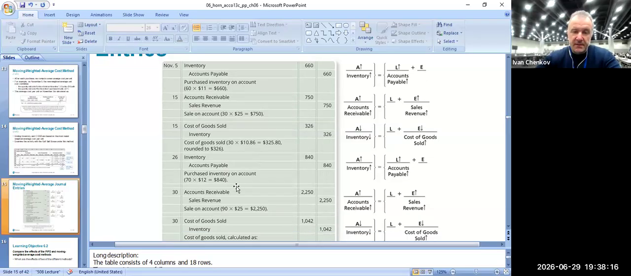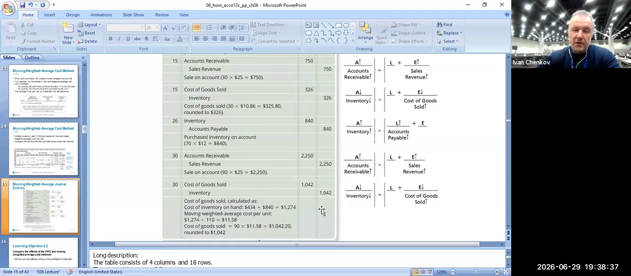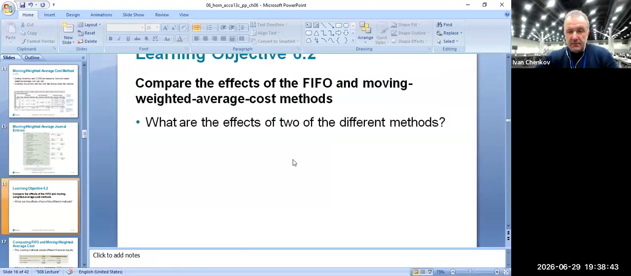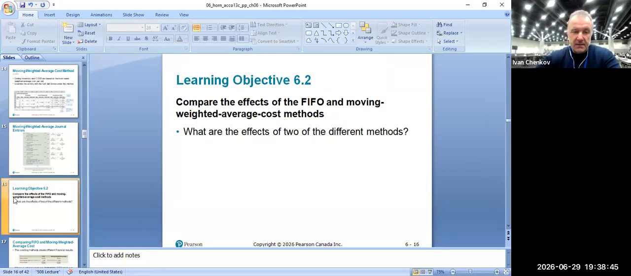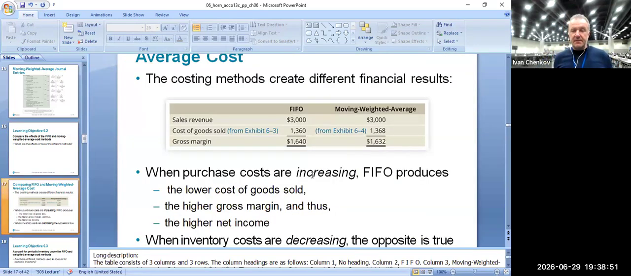Then on the next purchase and next sales, there's no difference. Debit inventory, credit accounts payable, debit accounts receivable, credit sales revenue for exactly the same amount. Cost of goods sold is the one that is different, and the inventory reduction, when we're reducing the value of the inventory, is different between one method and the other method. So if we have to make a comparison, which we already did in our Excel, but if you put it here side by side, what we're going to see is that sales are the same, $3,000.